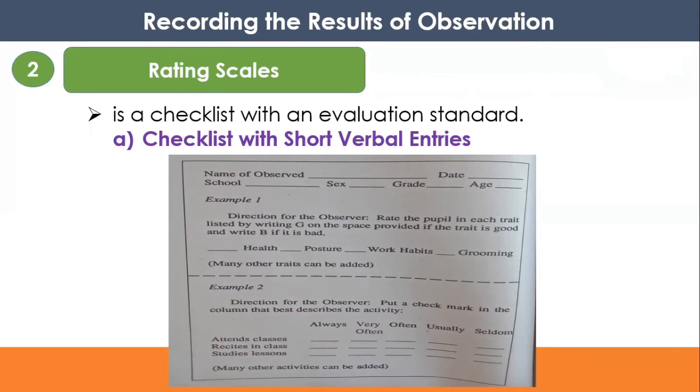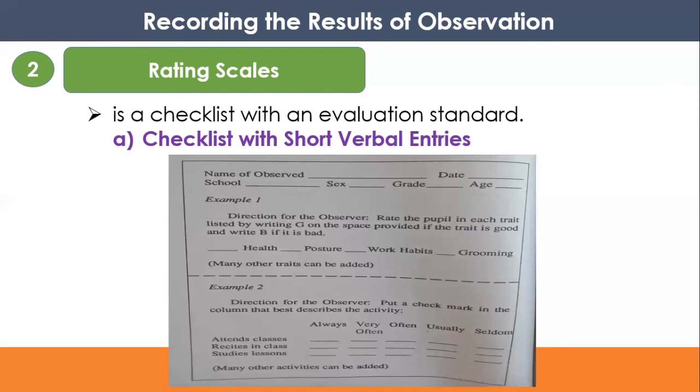So example one, direction for the observer. Rate the pupil in each trait listed by writing G on the space provided if the trait is good, and write B if it is bad. So health, posture, work habits, grooming. And example number two, direction for the observer. Put a check mark in the column that best describes the activity. Attends classes always, very often, usually, seldom. So this is an example of a rating scale.